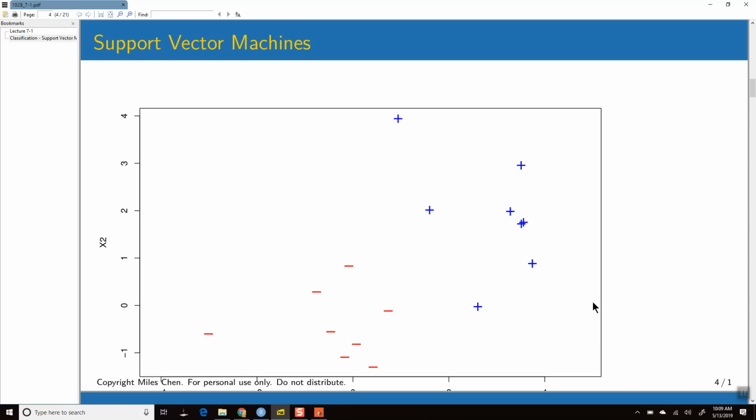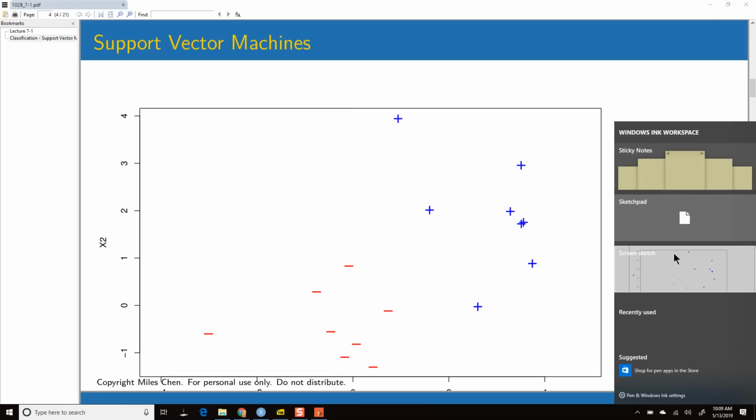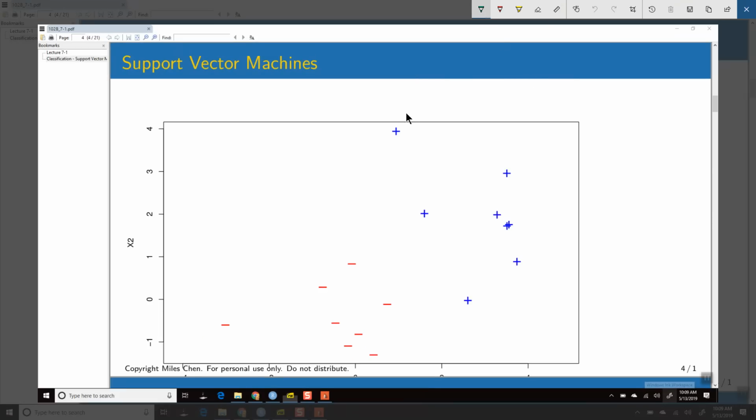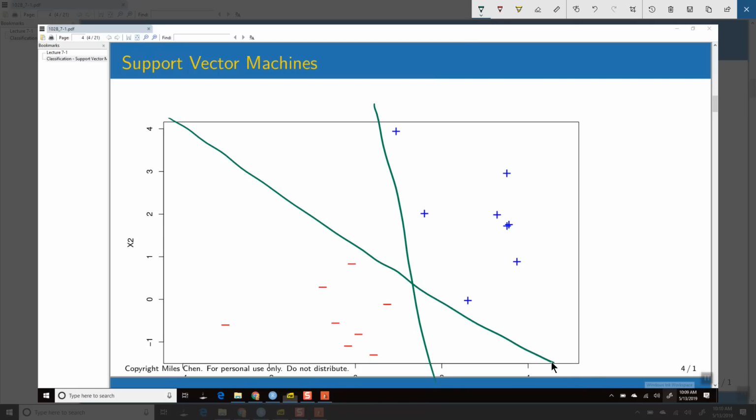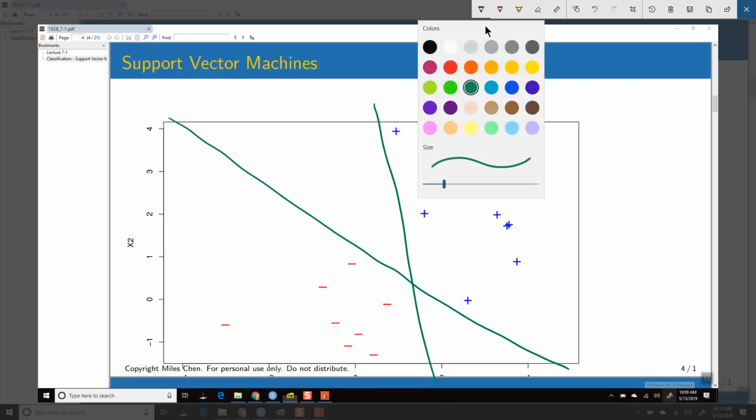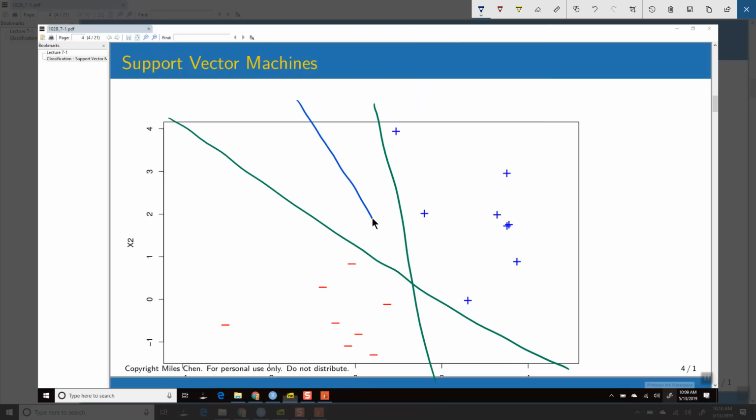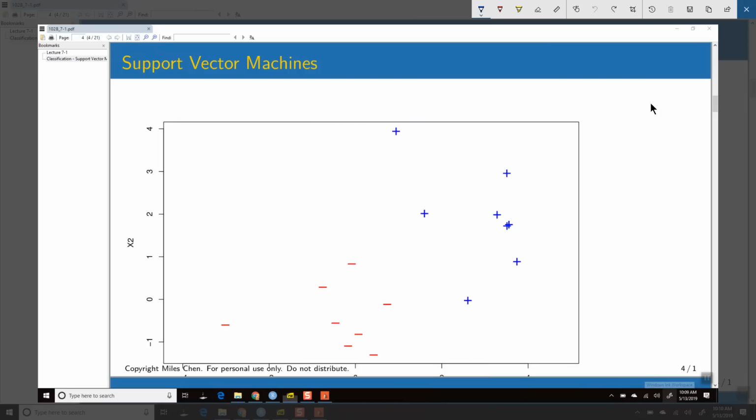There are a lot of possible lines we can draw. So we could draw one like that. We could draw another one, and these would all have 100% classification performance. They would all get it correct. We could draw something in between, and intuitively that might be the best one, but that's just the idea. We want to draw some kind of boundary between the two sides.